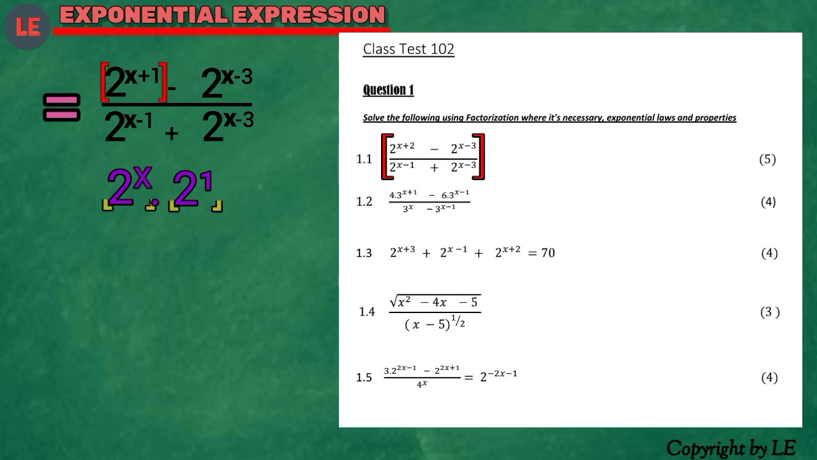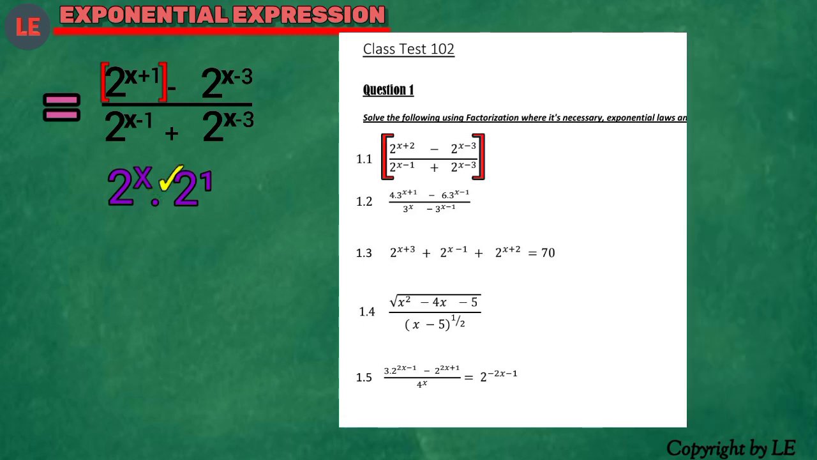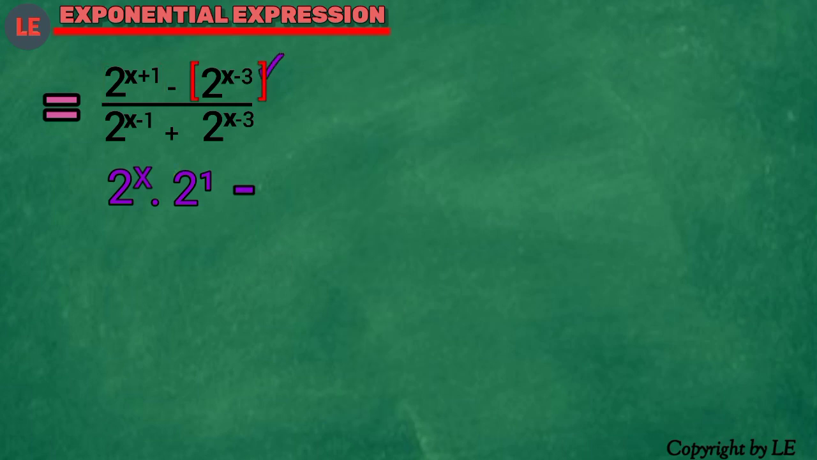Remember that in such case we split the base with a multiplication sign in between, like so, which is mostly represented by a dot. Then, we do the same on this one, like we did on this first one, which is going to be base 2 to power x, and another base 2 to this exponent negative 3 as it is.